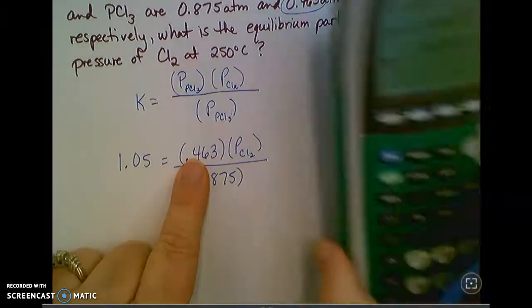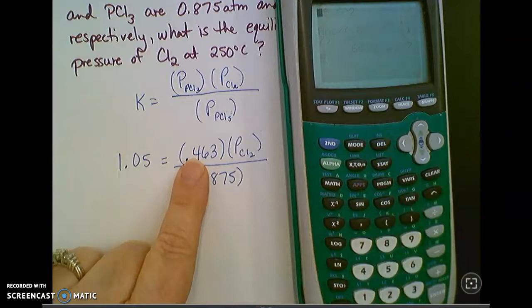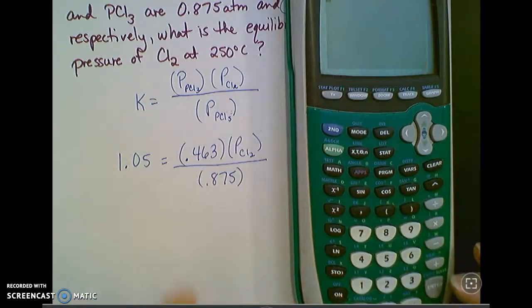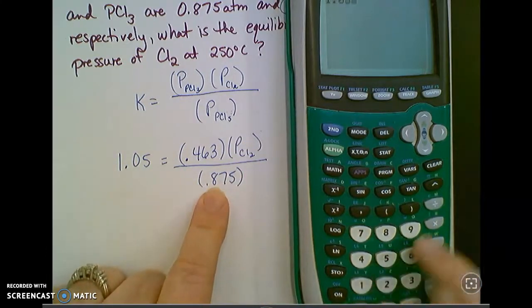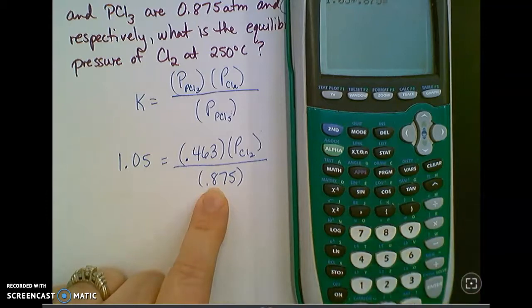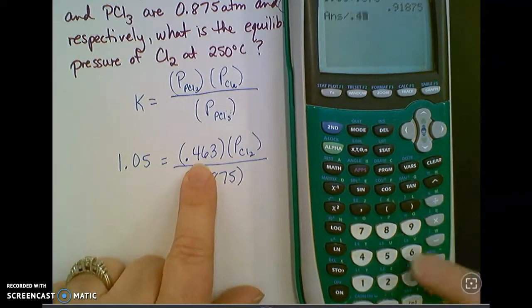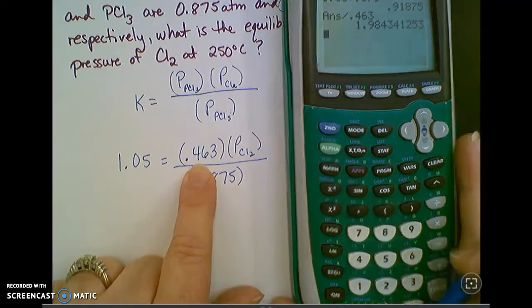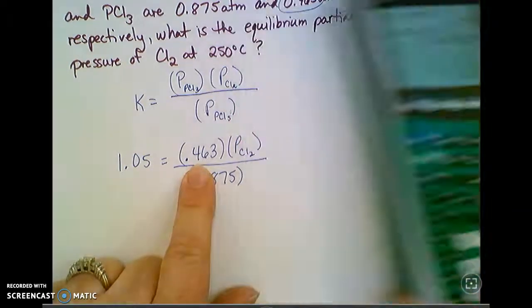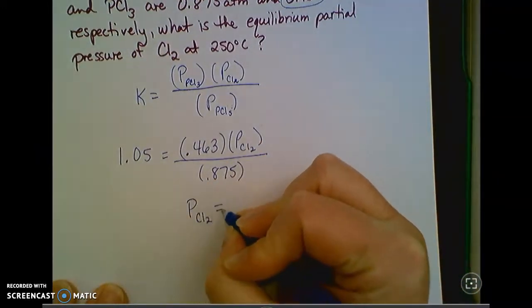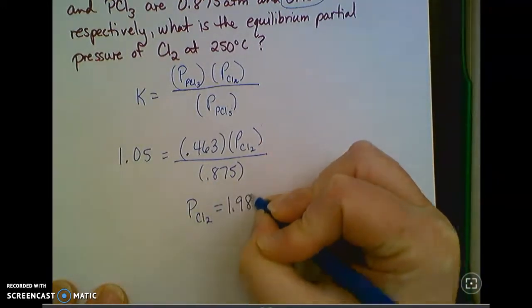These are in atmospheres. Just be sure your units match. Usually they don't mess with you on units on these types of problems. So I'm going to multiply both sides by 0.875, and then I'm going to divide by 0.463, just doing the math there. And I get 1.98. So the pressure of the Cl2 is 1.98.